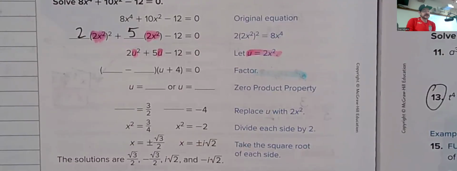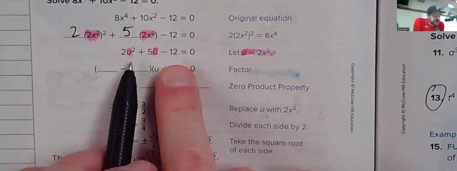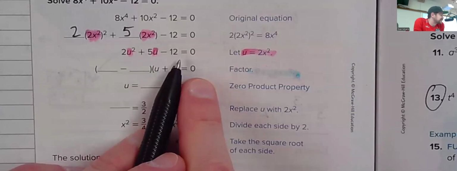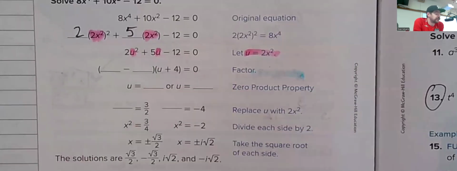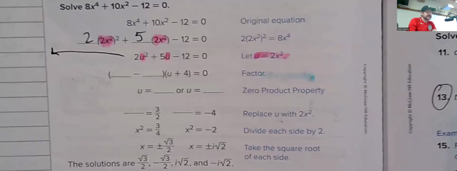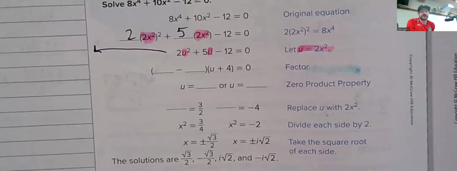So if we write this out as 2u squared plus 5u minus 12, we can then factor this, or at least try to factor it using the factoring process. If it doesn't factor, we could always use the quadratic formula. This one does factor though, so let's go over here and factor. Now we're gonna have to use the slip and slide process for factoring.